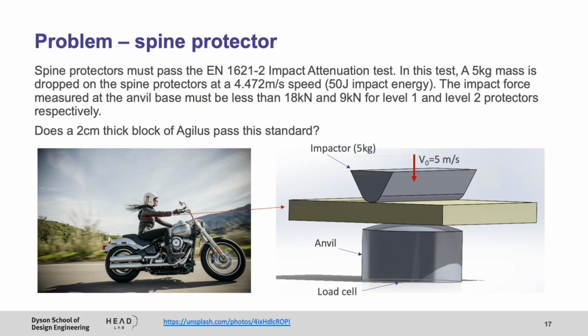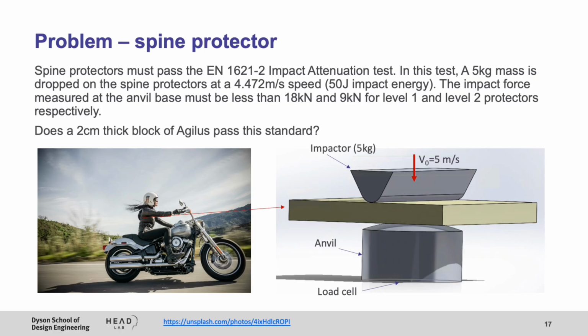Great. Now let's solve an impact problem using the explicit algorithm. So the problem you're looking at here is a spine protector. Spine protectors are embedded inside garments that motorcyclists usually wear in order to protect their spine in case there was a fall from the motorcycle and contact with the ground, with a vehicle, etc. So spine protectors must pass the EN 16212 impact attenuation test. I have explained the test here.